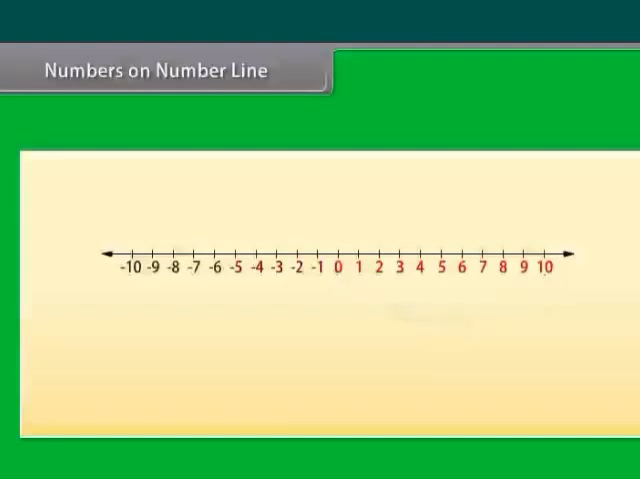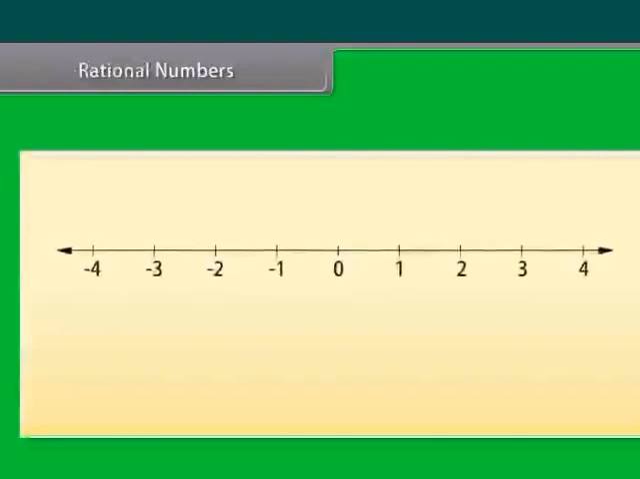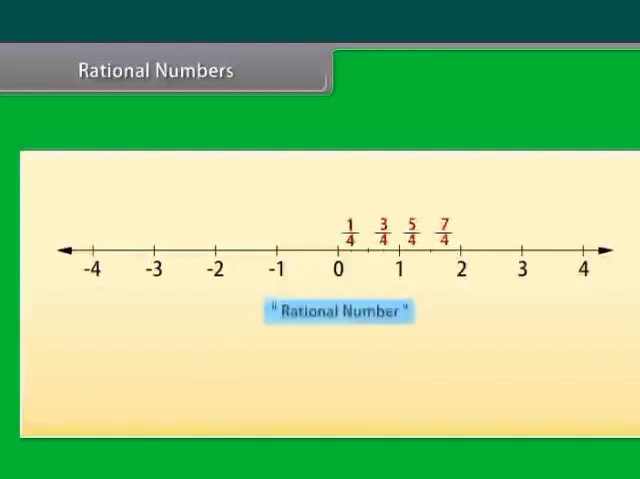All these numbers together with the negative numbers are called integers. The integers are denoted by the symbol Z. Rational numbers. Now if we look between the numbers 0 and 1 or 1 and 2, we will see numbers like 1 by 4, 3 by 4 and so on. The collection of these numbers is called rational numbers. Rational numbers are denoted by the symbol Q.